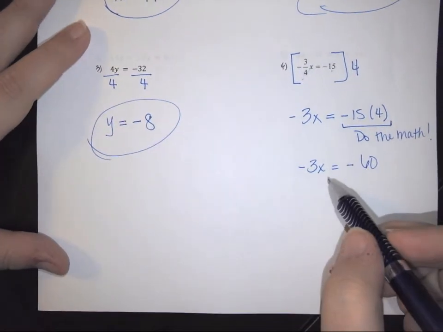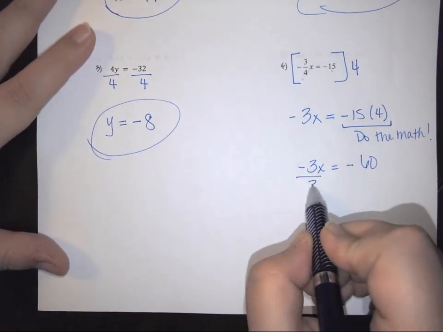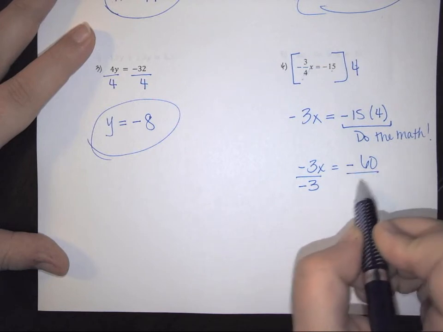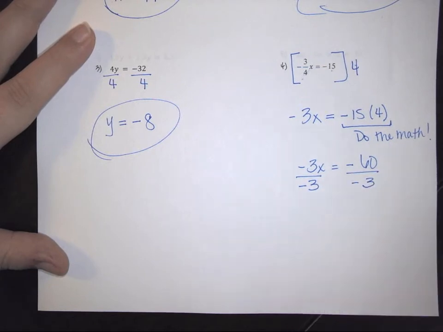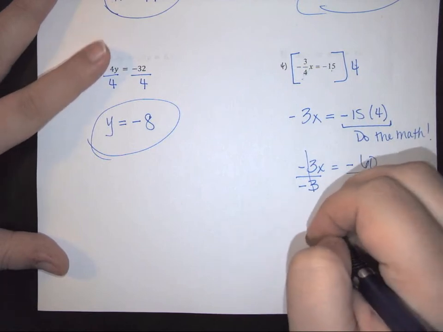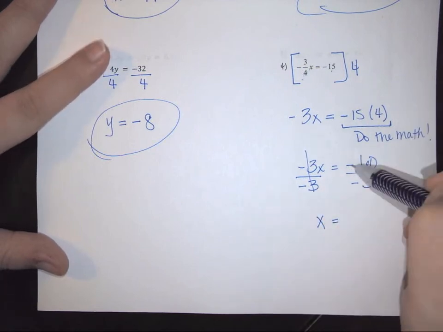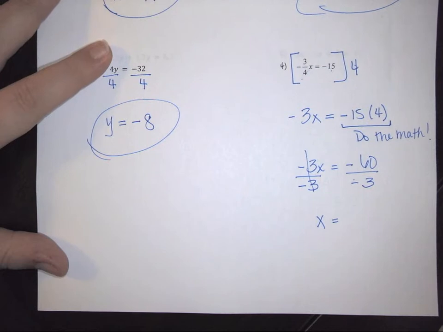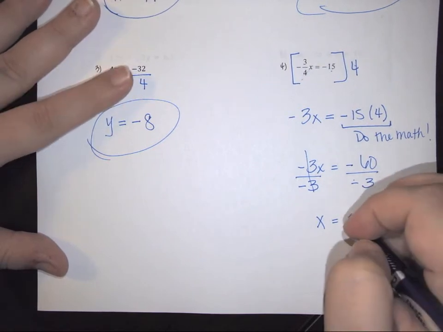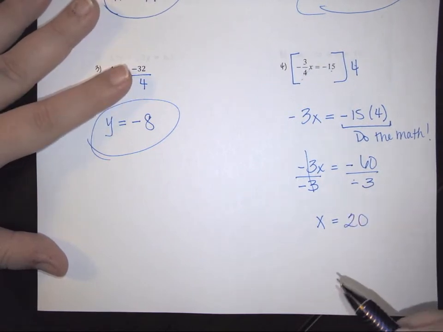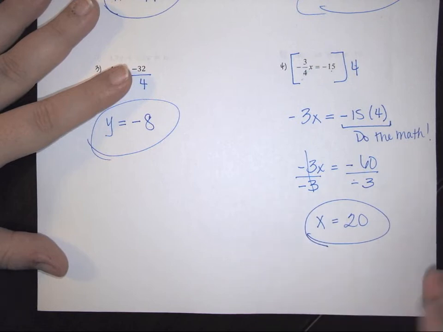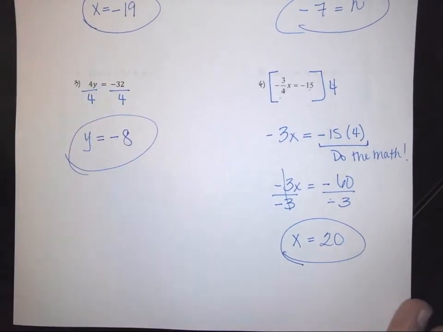I still have to get x by itself, so I have to divide by the negative 3 on both sides. That means my 3 goes away and leaves me with x. Negative over negative becomes positive. 60 over 3 is 20. Again, the x is totally by itself. Therefore, I have nothing else to do with that problem.